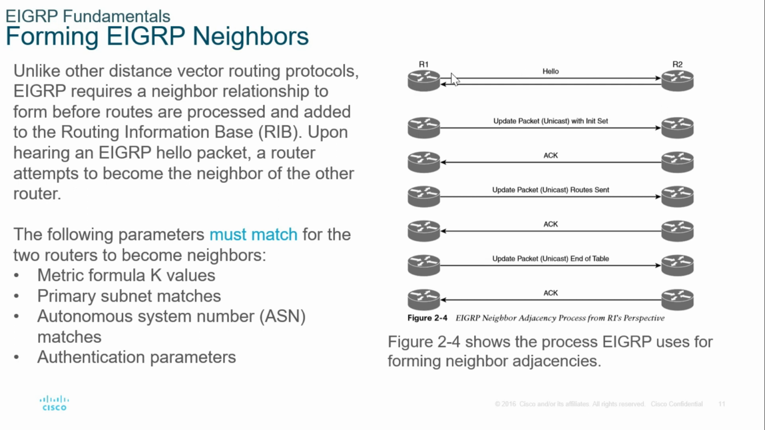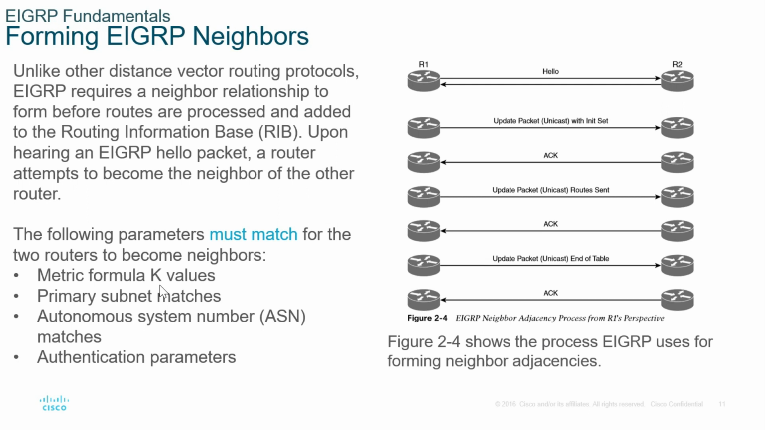Same with router 2. Here it's just an assumption that only one interface is turned on and enabled with EIGRP between R1 and R2. In reality, any interface that is turned on with EIGRP sends hellos. Inside the hello, there is information about this: the metric formula K values. K values are the variables for the metric formula.